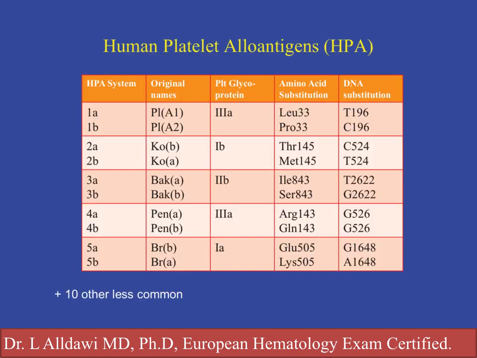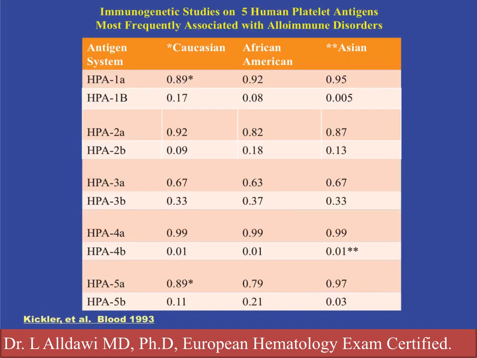I have listed in this slide the 5 most commonly encountered platelet alloantigens. You can see the original names and the important glycoproteins and the amino acid substitutions responsible for these antigens. Now we can sequence these proteins and type individuals using DNA. In the past, we used anti-sera, which was suboptimal. Here are the immunogenetic studies on the 5 most commonly encountered platelet antigens.